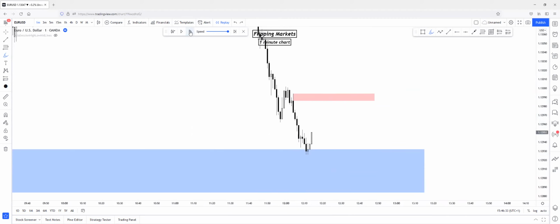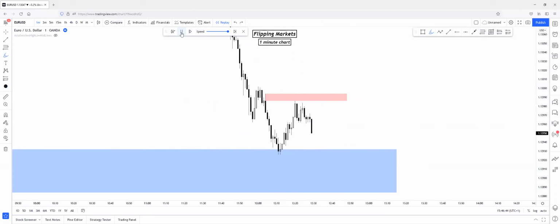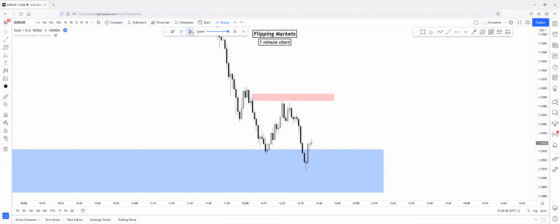Okay, let's see what happens. As you can see, price tapped this supply zone and reacted on it. So supply took over control from demand again. So supply is in control again. Let's see what happens. Let me just play price forward.